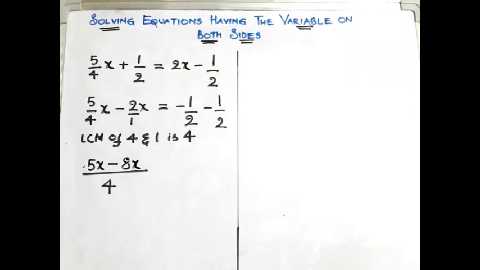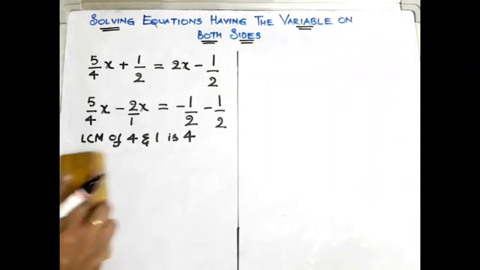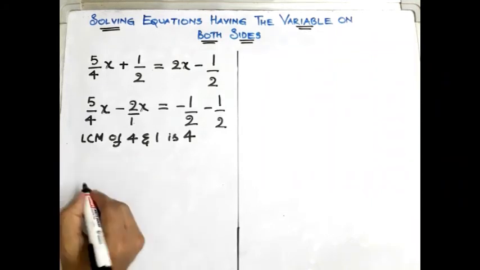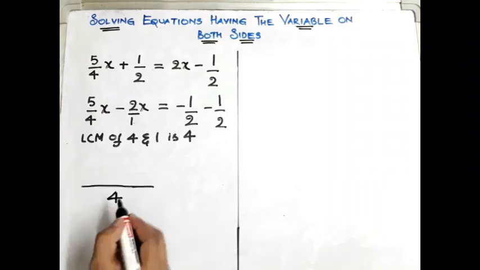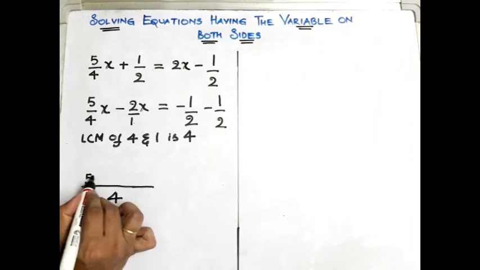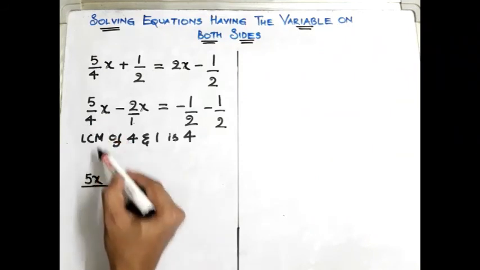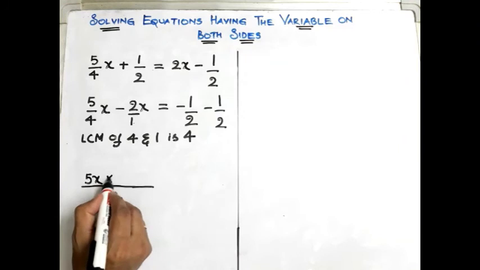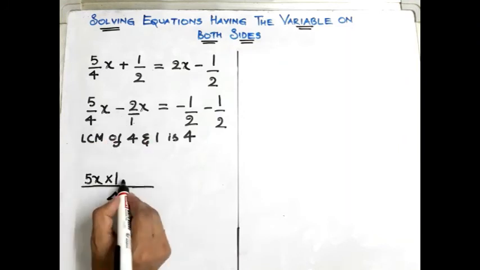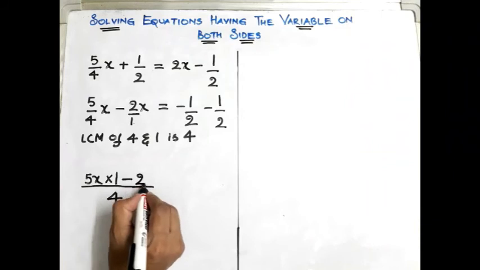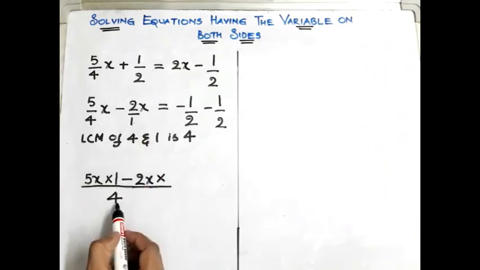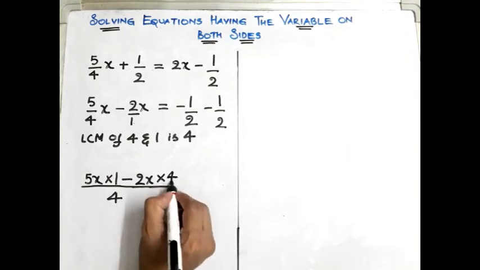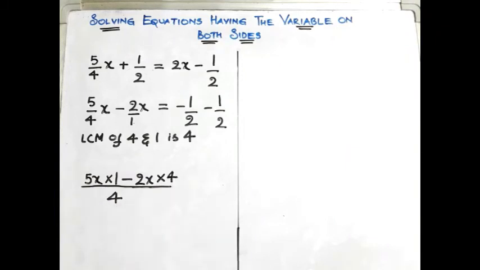If you are carrying any confusion at this point, I will show you. Look, for both the terms we got the LCM as 4. In the numerator for the first term we have 5x. 4 how many times is 4? 1 time, so into 1. This minus comes as it is, and the numerator term for the second is 2x into, 1 how many times is 4? 4 times. So I am keeping this 4 here. Hope you are clear now.